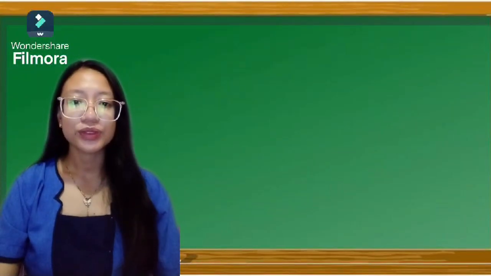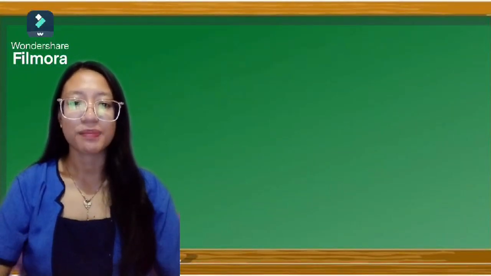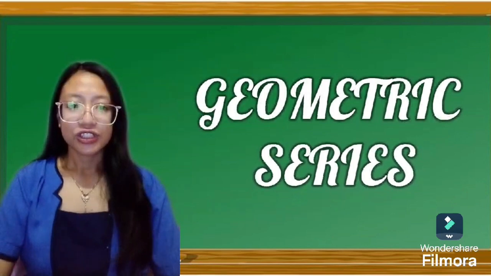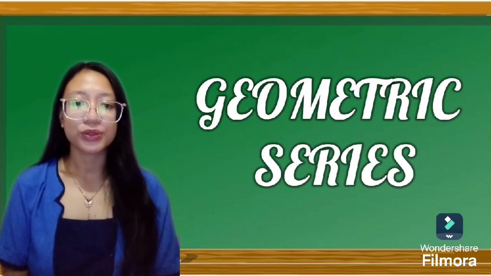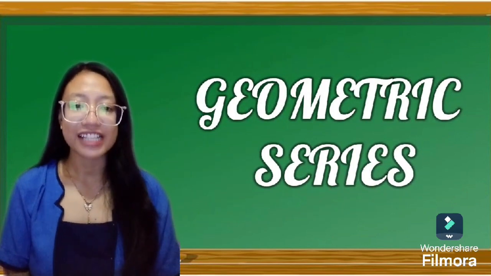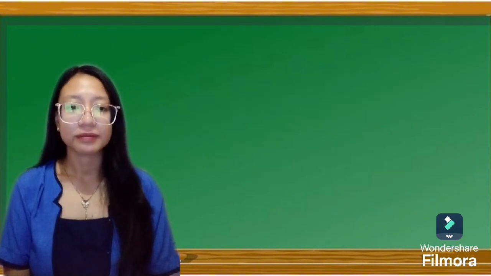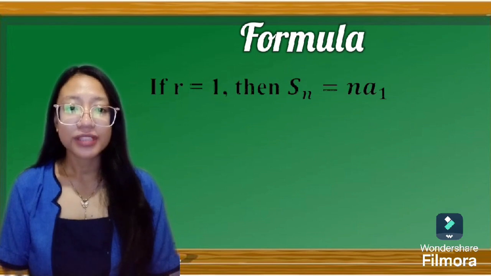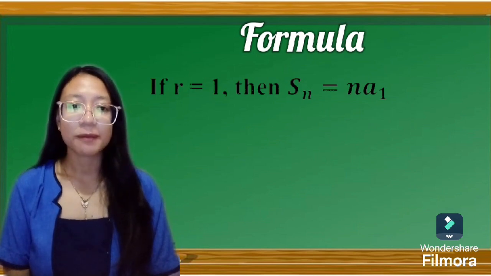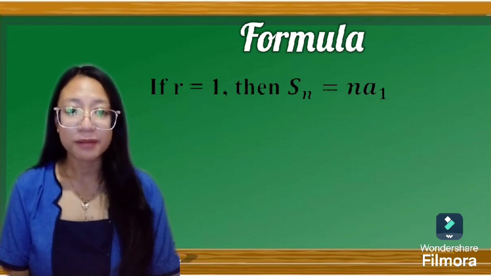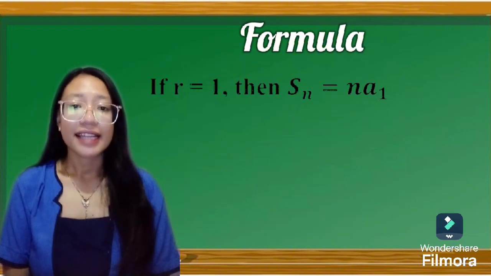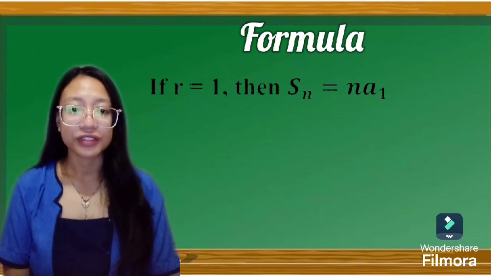Good day everyone. Today we are going to discuss geometric series. This will help you to find the sum of a finite geometric sequence using the specific formula. So first, if our r, or the common ratio, is equal to 1, then our S sub n is equal to n, or the number of terms, multiplied by a sub 1, or the first term.